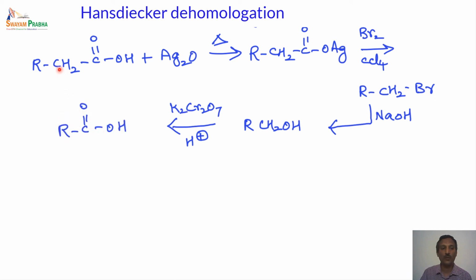In this particular case also, if you look, the starting carboxylic acid has RCH2COOH, but the final carboxylic acid we obtained has one less carbon atom. So that is why this is a decarboxylation method. One carbon less happens during the transformation of various reactions.